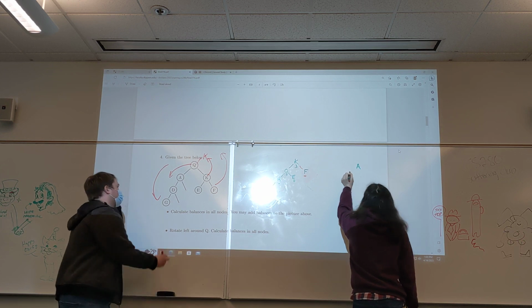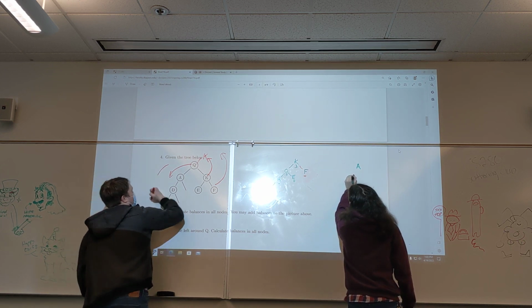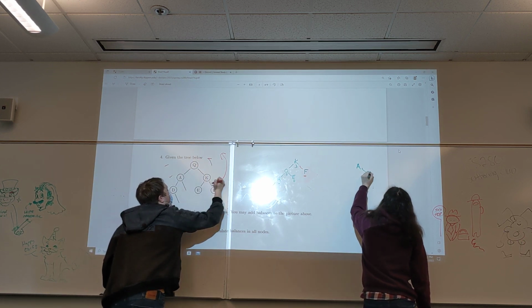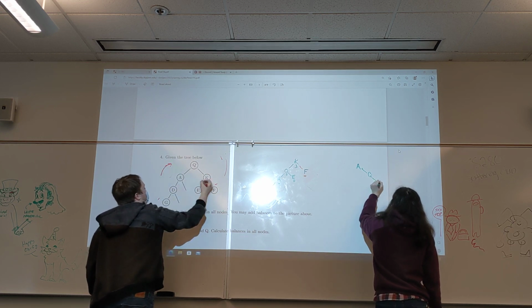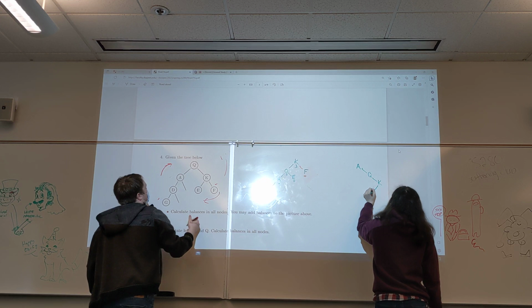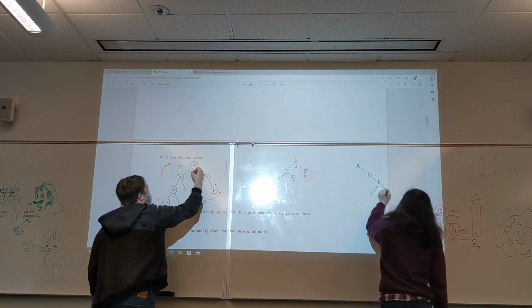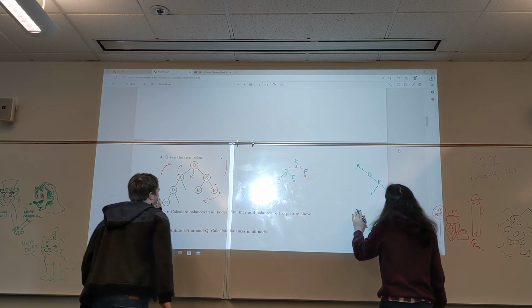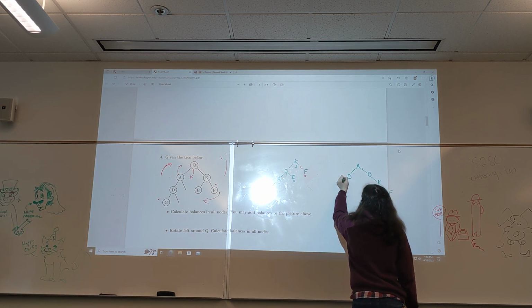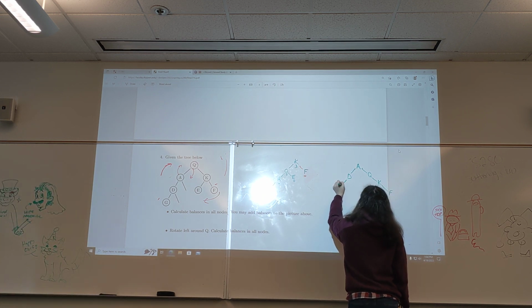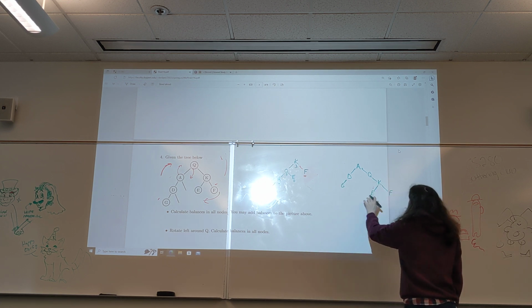If you want to redraw the arrows, you can. Which means that we can put Q over here, and then K, E, F, and then over here we still have D and G. So the balance of these two is 0 and 0.